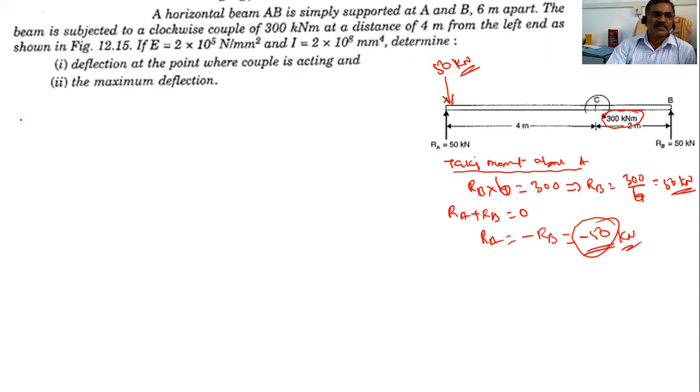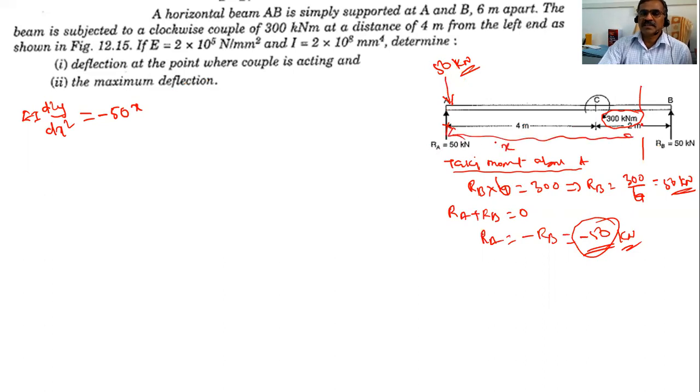Now you come to the differential equation of deflection. That is EI d square y by dx square is equal to, here this is 50, but this is acting in the downward direction, not in the upward direction. It is a counterclockwise moment, so that is minus 50 into x. Now we are taking axis here. This is a distance x. So minus 50 into x. Then here we have a couple. What is the direction of the couple? It is clockwise, so plus 300. So we want to substitute in kilonewton meter.